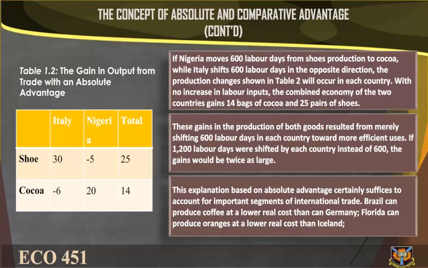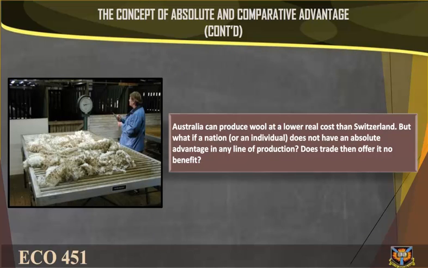This explanation based on absolute advantage certainly suffices to account for important segments of international trade. Brazil can produce coffee at a lower real cost than can Germany. Florida can produce oranges at a lower cost than Iceland. Australia can produce wool at a lower real cost than Switzerland. But what if a nation or an individual does not have an absolute advantage in any line of production? Does trade then offer it no benefit?